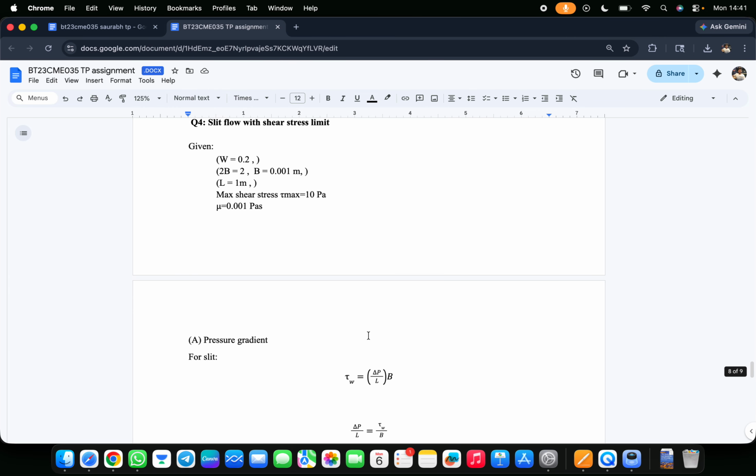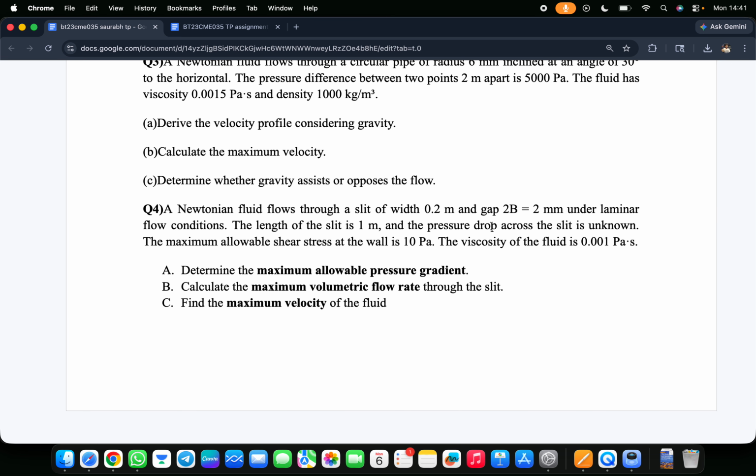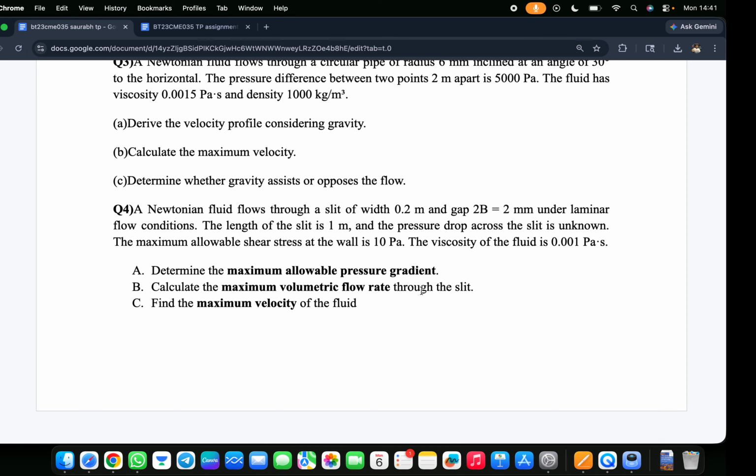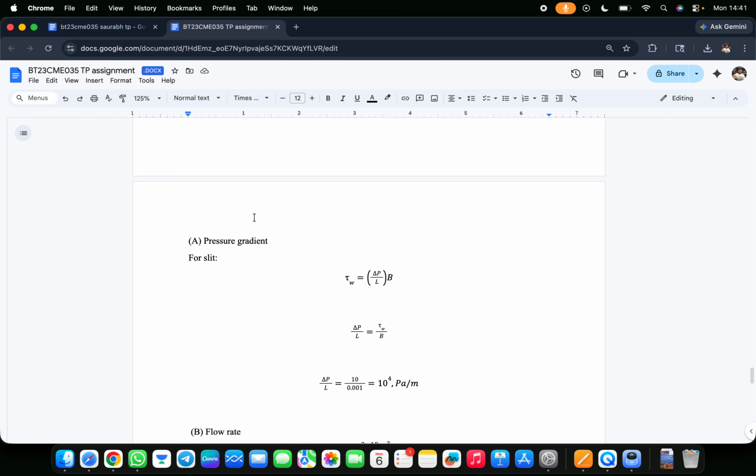Now question number 4, we will quickly see it. Newtonian fluid flow through a slit under laminar flow condition. The length of the slit is 1 meter and the pressure drop across the slit is unknown, so we have to calculate the pressure drop. The maximum allowable shear stress at the wall is 10 Pascal. The viscosity of the fluid is 0.001 Pascal second. Determine the maximum allowable pressure difference, maximum volumetric flow rate, maximum velocity. So we have to find every maximum.